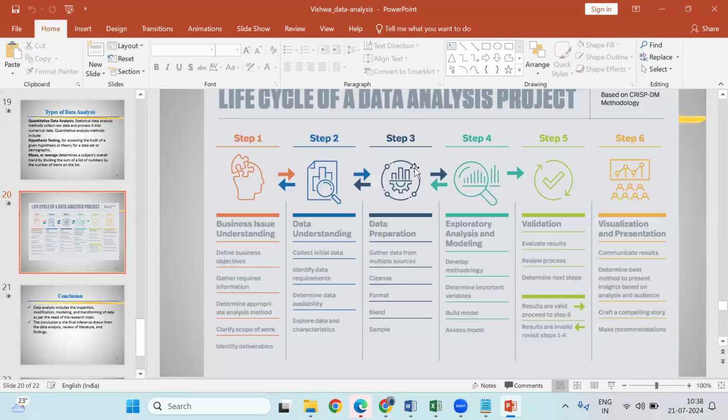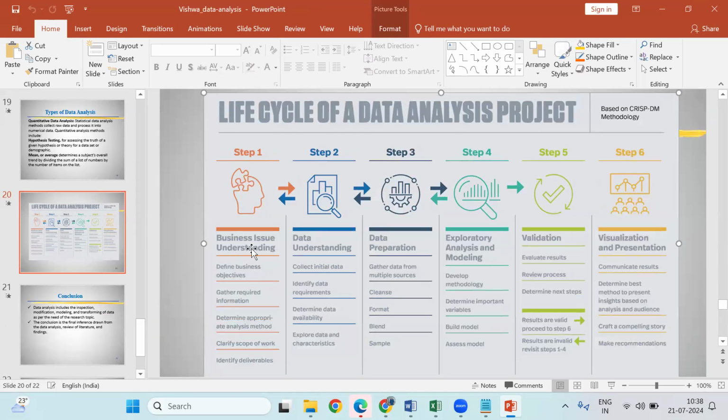Okay, this we can understand now. Very first thing, this is what we can understand: the life cycle of a data analysis project, right? So what is the first step in the life cycle? Business issue understanding. Then we understand the data, then data preparation, right? After doing the data preparation, what should we do? Exploratory analysis, and finally validating and visualizing the data.